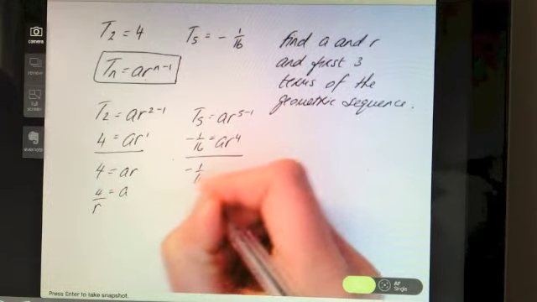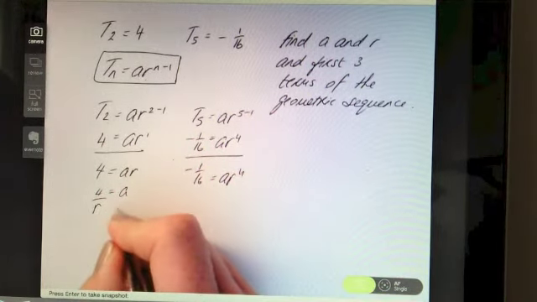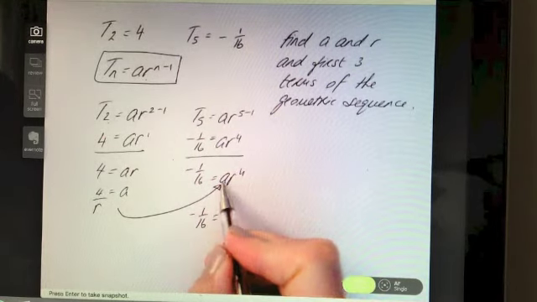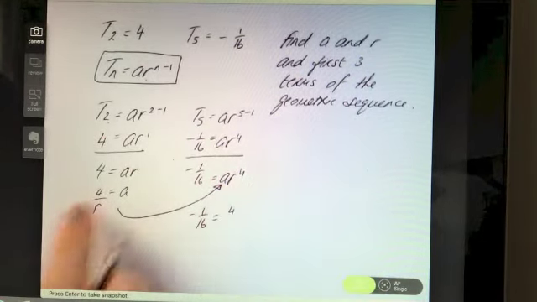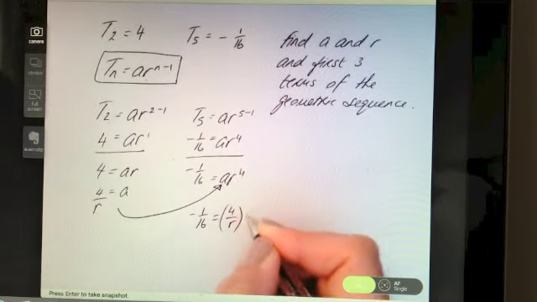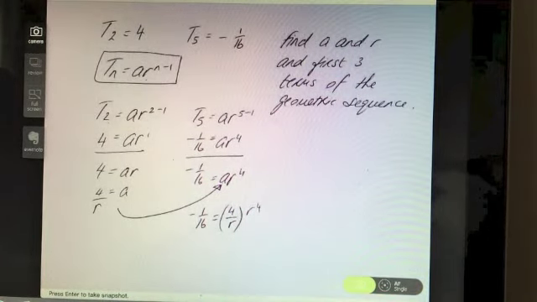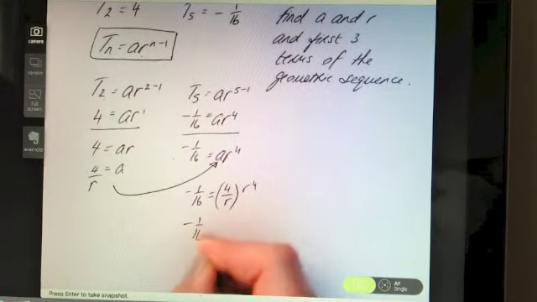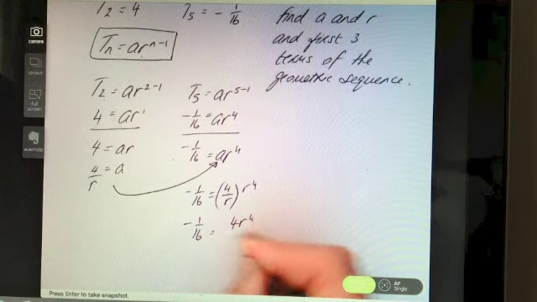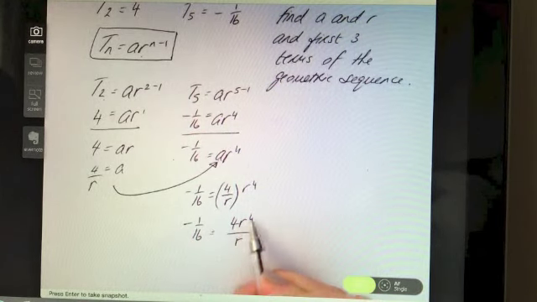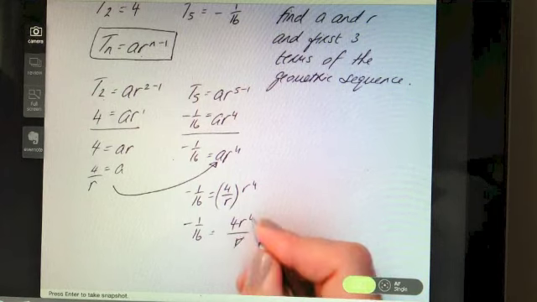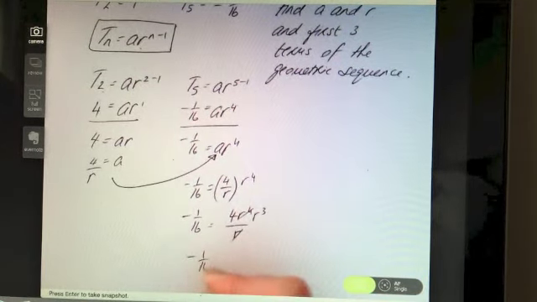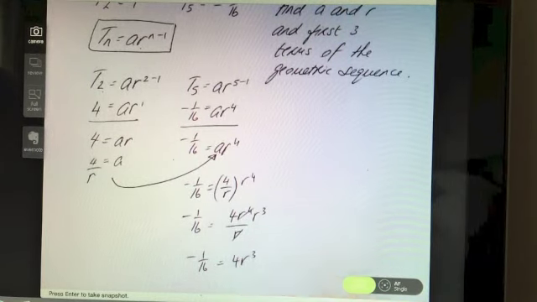So that's exactly what we're going to do now. Take this value for a and sub it in here. So I get minus 1 over 16, and instead of a times r to the power of 4, I'm subbing in 4 over r times r to the power of 4. Alright, so tidying that up then, I get minus 1 over 16 equals 4 times r to the 4 divided by r. So r to the 4 divided by r, that will divide into that and give you r cubed. So I'm left with minus 1 over 16 equals 4 r cubed.